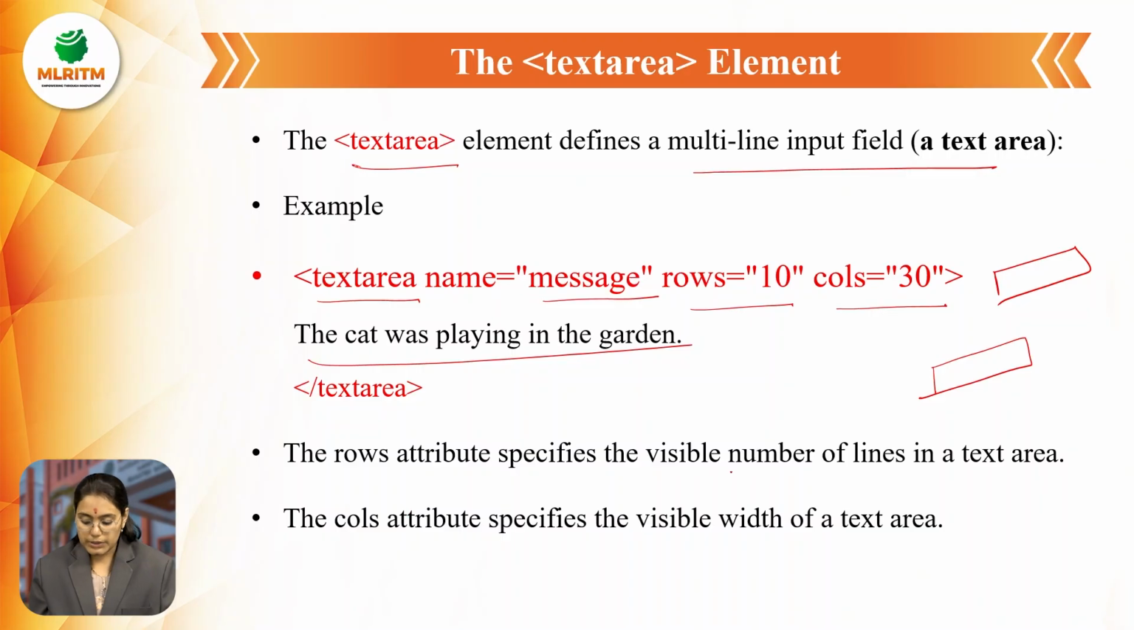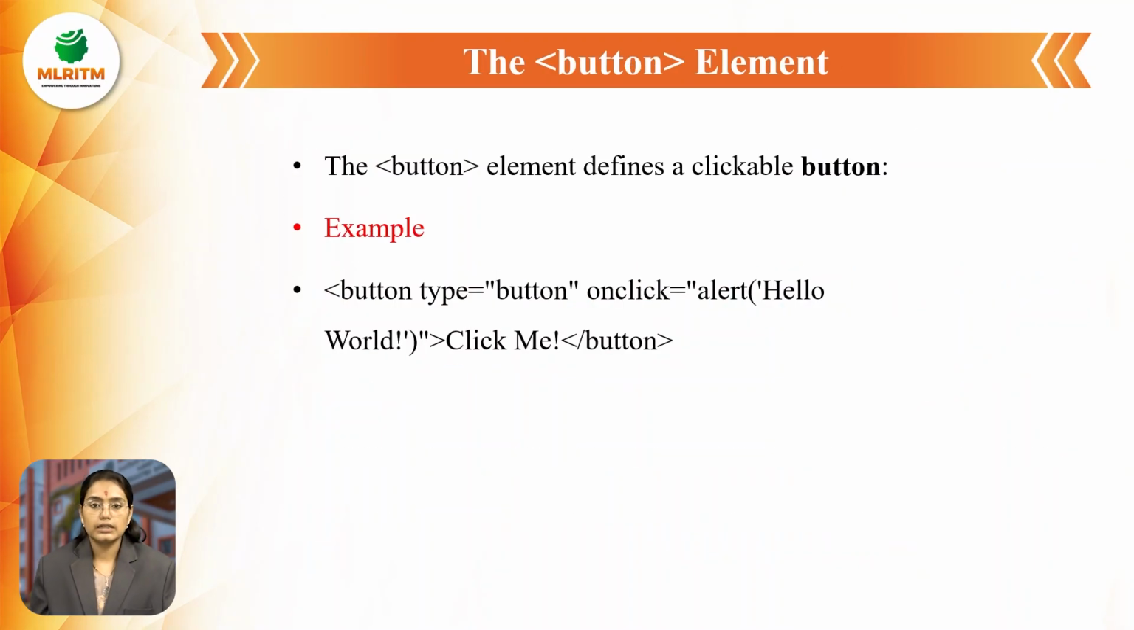The row attribute specifies the visible number of lines in the text area. How many visible lines are there? It will tell. And coming to the column attribute, which specifies the visible width of the text area. How much width is there for the text area? It will tell.